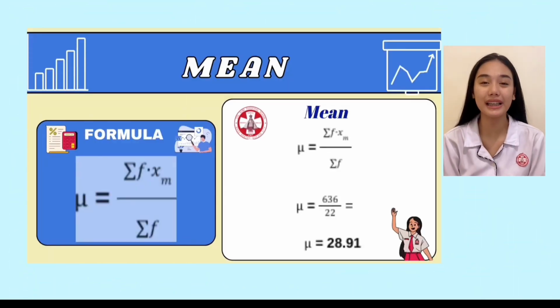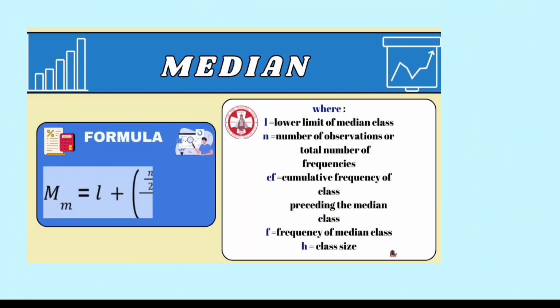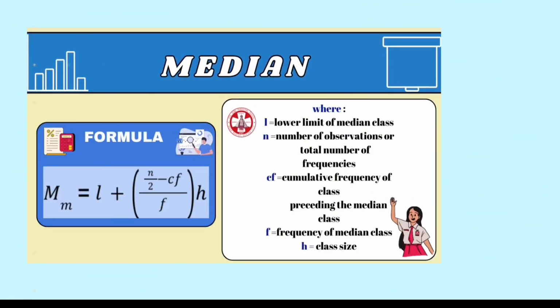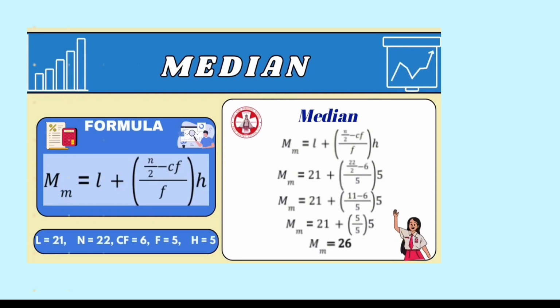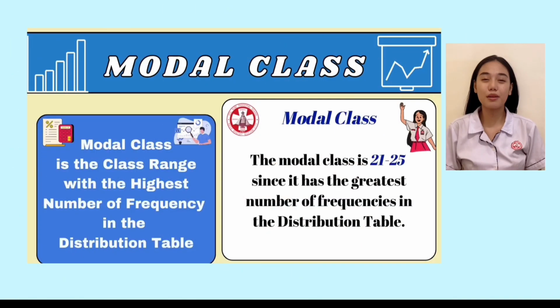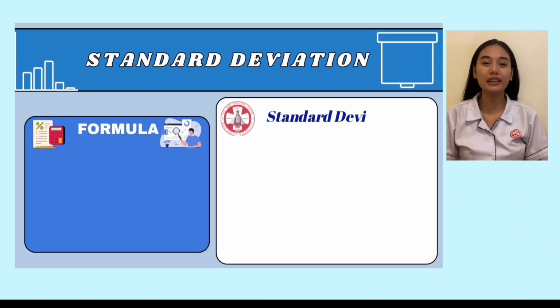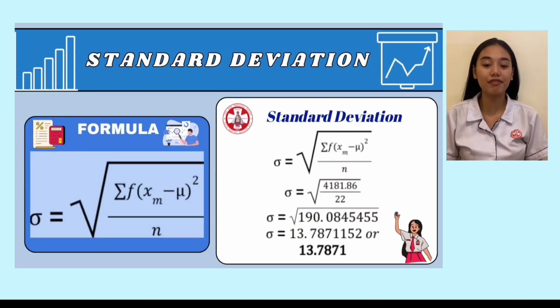The value of the mean is 28.91. The value of the median is 26. Our median class is 21 to 25. The modal class is 21 to 25. The standard deviation is 13.7871152, or 13.7871.